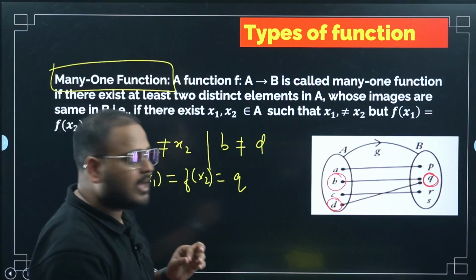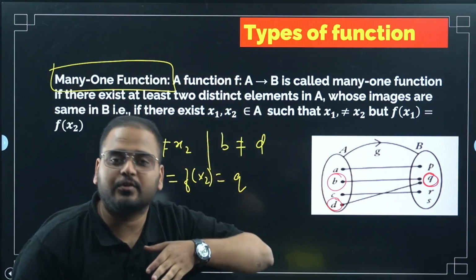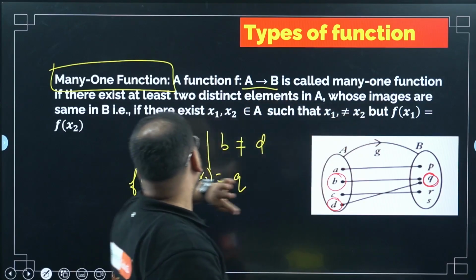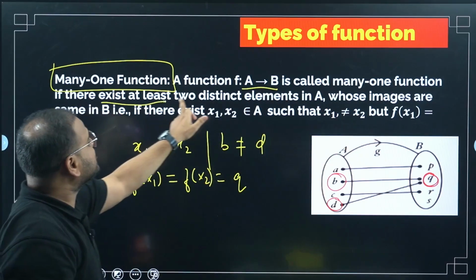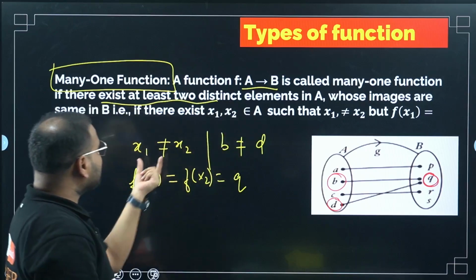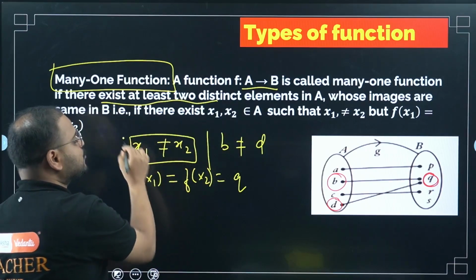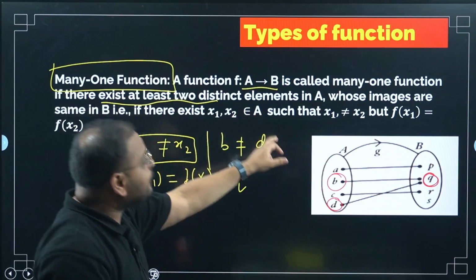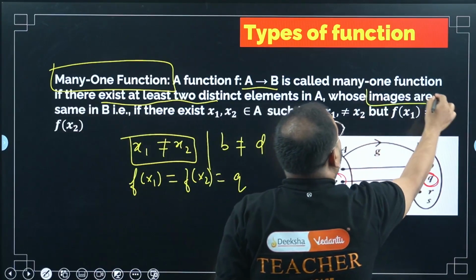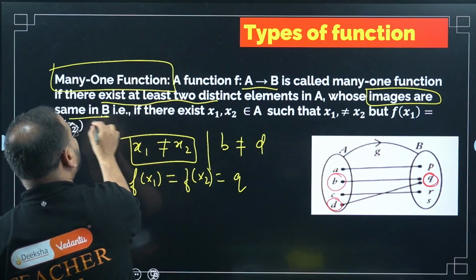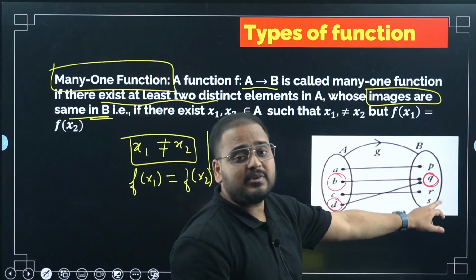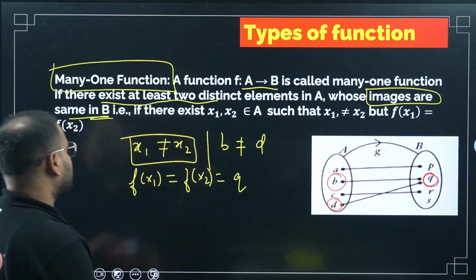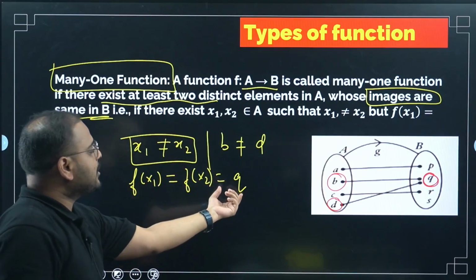Okay? Definition is there. If you want to read it, let me read it for you. A function from A to B is called a many one function only when there exist at least two distinct elements, because x1 is not equal to x2. If it is equal, they are not distinct, right? So two distinct elements for which the images, meaning the function values, are the same in set B. So Q is the same number. I hope this is clear. Very good. So f(x1) equals f(x2) equals Q.